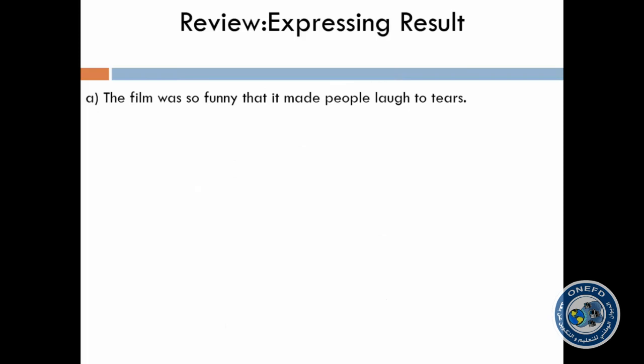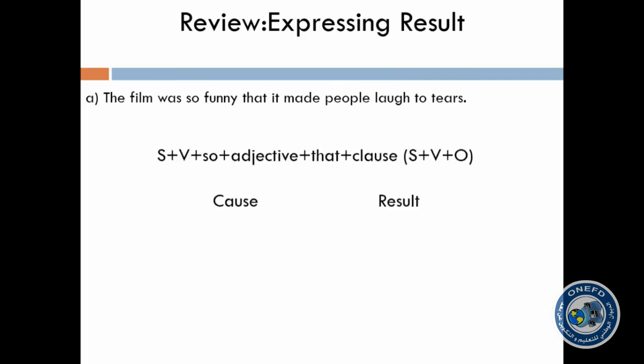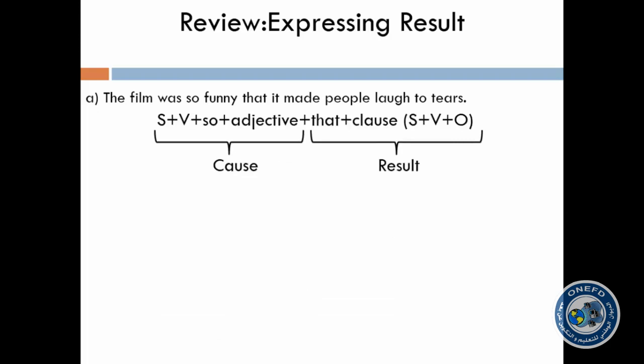So here we are going to express result. Expressing result. In this sentence, we express result using this form: so plus adjective plus that. We have subject plus verb plus so plus adjective plus that plus clause, subject verb object. The first part is the cause and the second part is the result. So what comes after that is the result. So the film being so funny is the cause, and making people laugh to tears is the result.